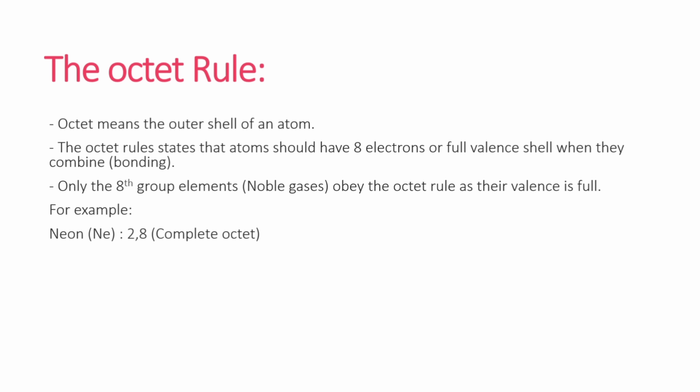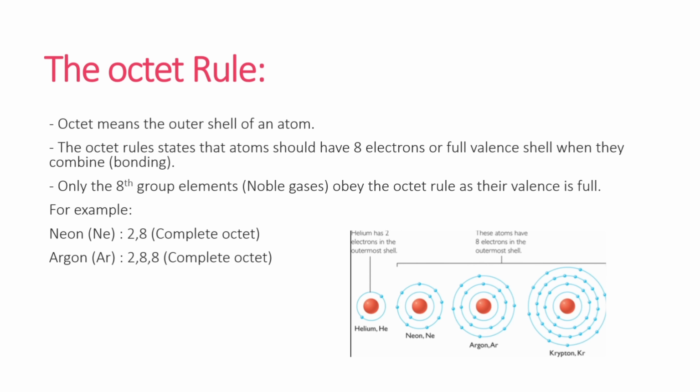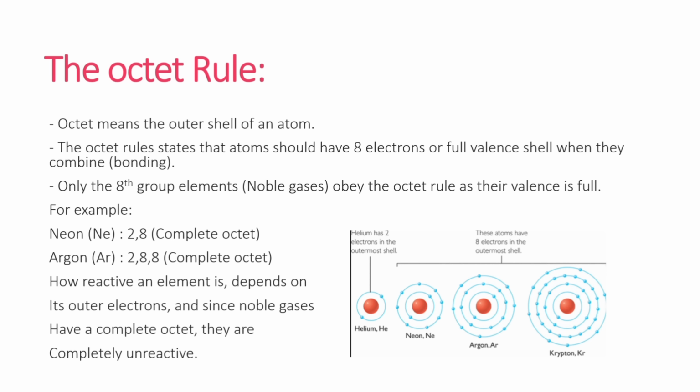For example, neon, which is a noble gas, has the electronic configuration 2, 8. This means that the second shell, which has the capacity of 8, is full because the valence electrons are 8. Another example is argon, which is another noble gas, and it also has a complete octet. As you can see, helium, neon, argon and krypton are all noble gases and they obey the octet rule. How reactive an element is depends entirely on the outer shell, and since noble gases have a complete octet, they are completely unreactive.